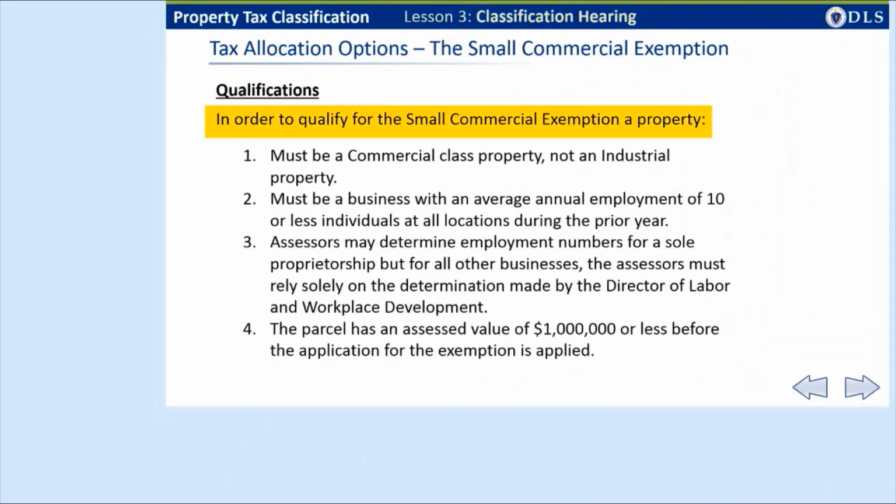In order to qualify for the small commercial exemption, a property must meet the following criteria. First, it must be a commercial class property, not an industrial class property. Second, it must be a business with an average annual employment of 10 or fewer individuals at all locations during the prior year. Third, assessors may determine annual employment numbers for sole proprietorships, but for all other businesses, the assessors must rely solely on the determination made by the Director of Labor and Workplace Development. And fourth, the parcel has an assessed value of $1 million or less before the exemption is applied.